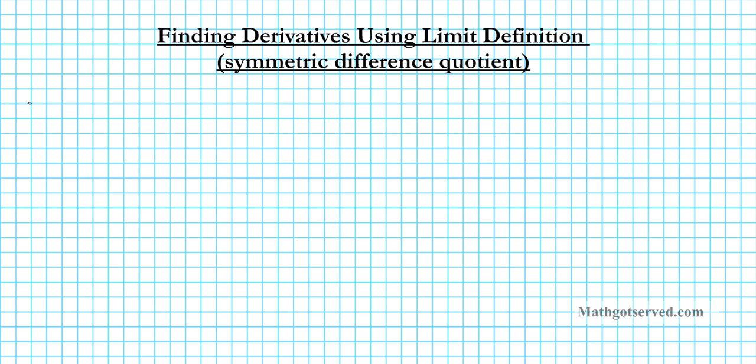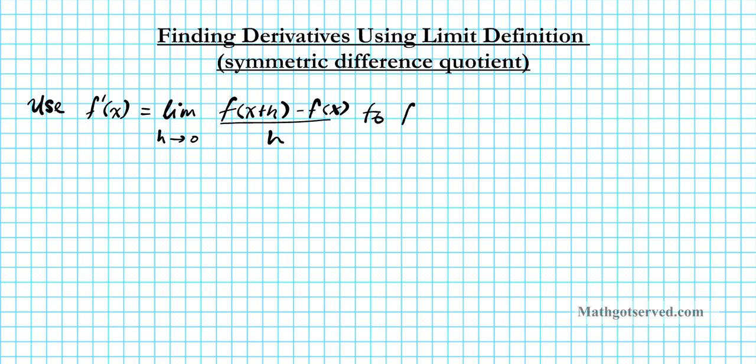So for the following examples, we're going to use f prime of x equals the limit as h approaches 0 of f of x plus h minus f of x over h. So we're going to use this to find the derivative of the given functions. Okay.